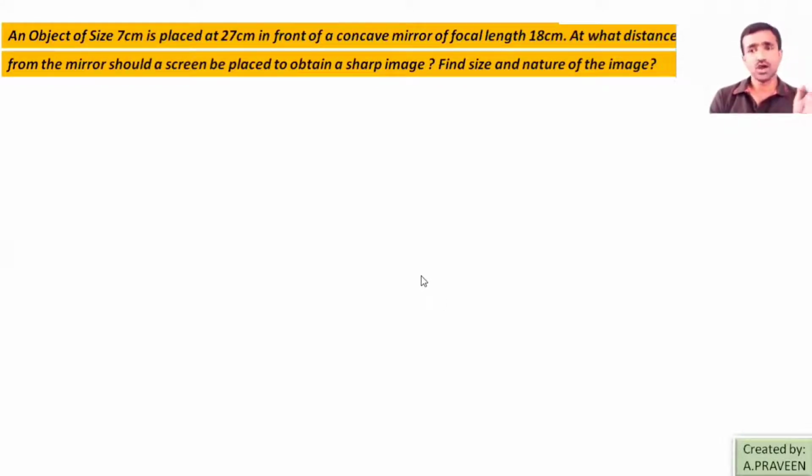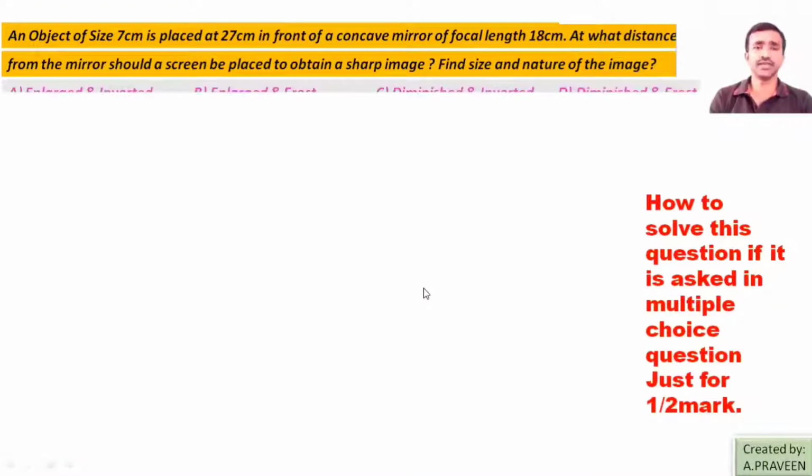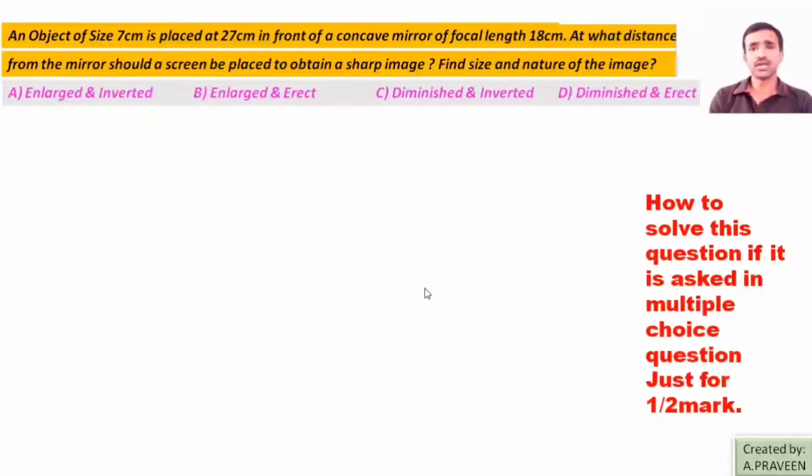Already, how to solve this in the 4 marks or long answer type questions was discussed in the previous video. So here, if this question is asked in multiple choice questions, just for half mark, how to solve it? By giving the options as you see here. Option A, enlarged and inverted. Option B, enlarged and direct. Option C, diminished and inverted. And option D, diminished and erect.